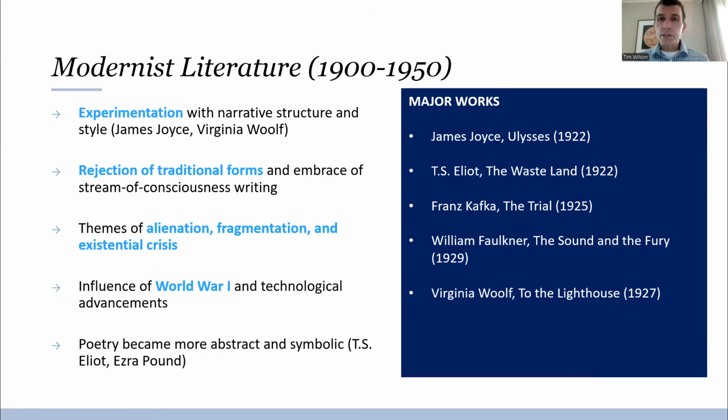So key works there, James Joyce's Ulysses, Eliot's The Waste Land, two powerhouse works, and both in 1922. Kafka, as an example, not English literature, but The Sound and the Fury, Virginia Woolf, To the Lighthouse. Virginia Woolf, my favorite 20th century author.